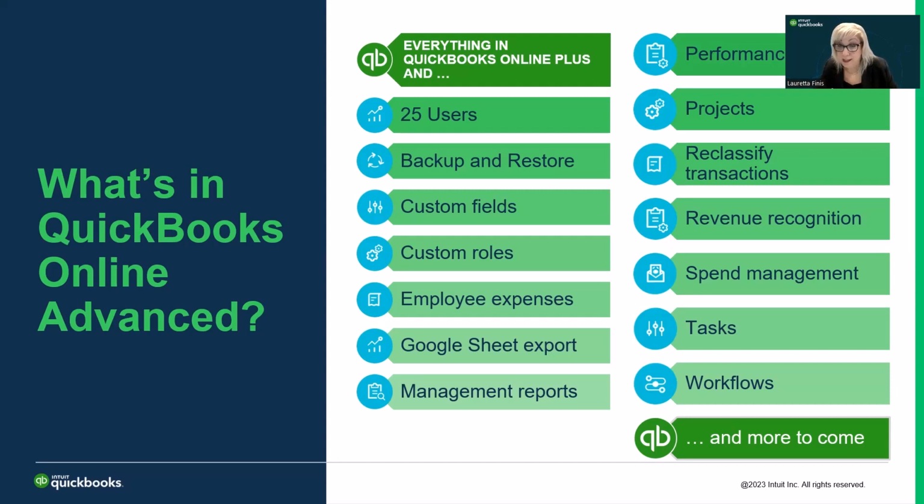Now, first of all, you're going to have up to 25 users. You're allowed to have 25 team members in your file. So if you have more than 5 team members, guess what? This will be the way that will help you run your business now, because you're allowed to have up to 25 team members. You'll be able to back up your data. There are up to 156 custom fields that you can track, and you can also create specific roles for your team members with specific permissions.